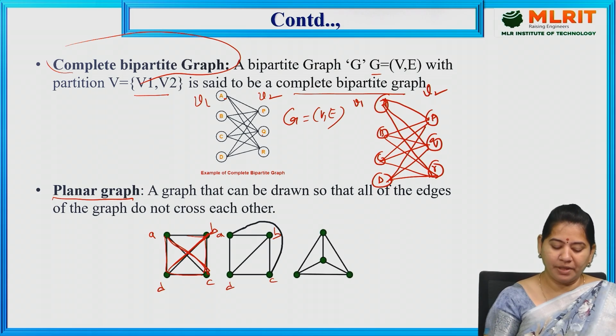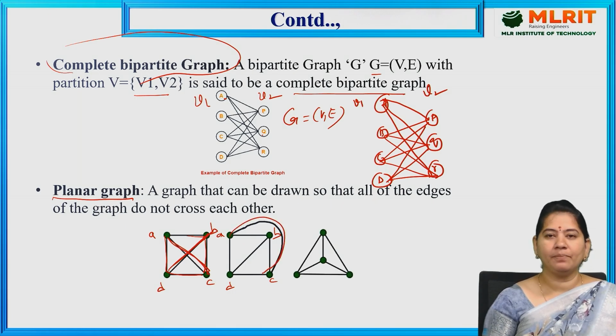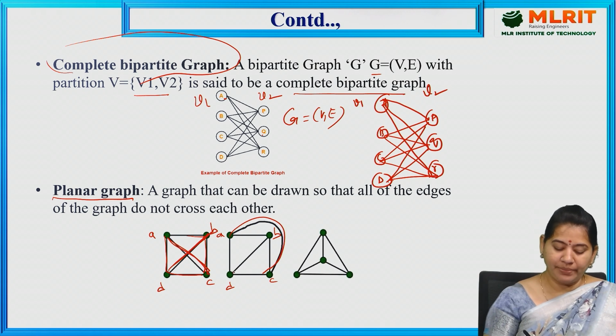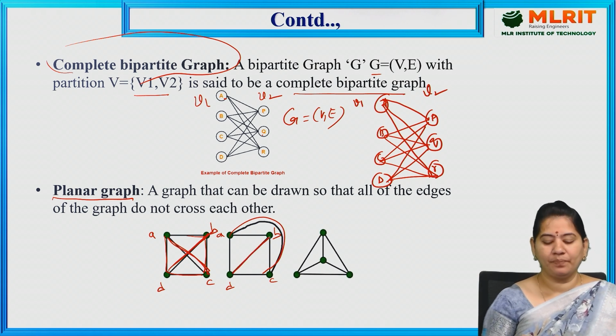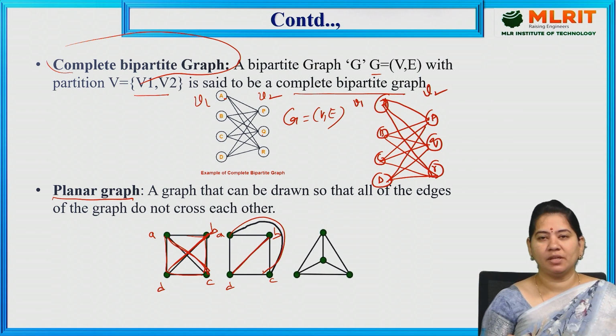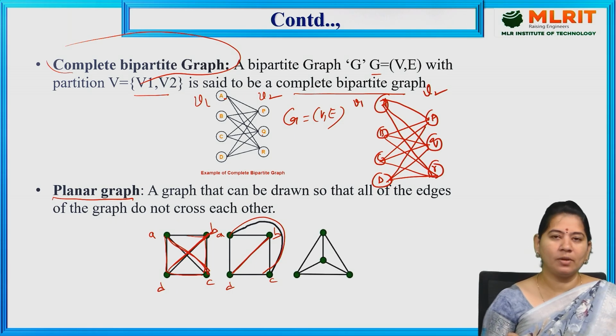So here, this is A, this is B, C, D. Now from A to C I am drawing on the back side, from the back end. And from B to D I am drawing inside. Now no edges are crossing here. So this is called a planar graph.